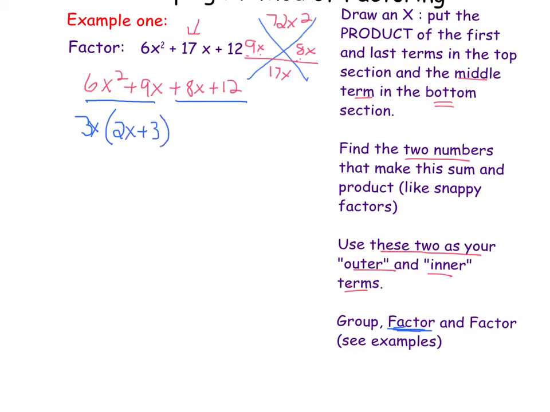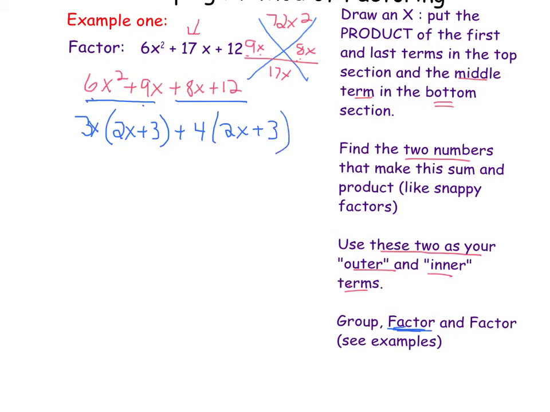Or you can think 3x times what gives me 6x squared, 3x times what gives me 9x. Now I'm going to do the same thing for the second group. They have a 4 in common. So 4 times 2x is 8x, 4 times 3 is 12.